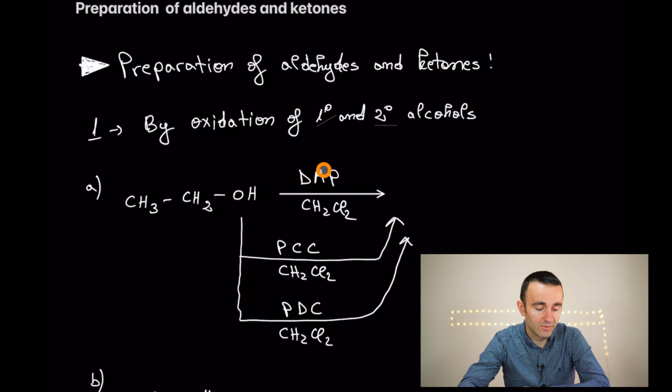So what were the common ones? Dess-Martin periodinane in dichloromethane, PCC and PDC. Do you remember the names? Pyridinium chlorochromate, pyridinium dichromate. All these three reagents, depending on what you have in the lab, or what you want to use, or what your professor suggests during the lectures, you can use to prepare aldehydes.